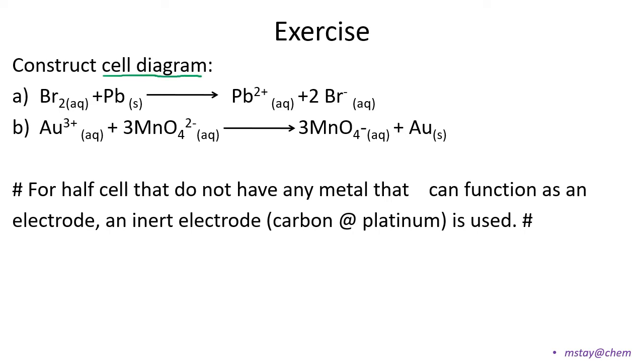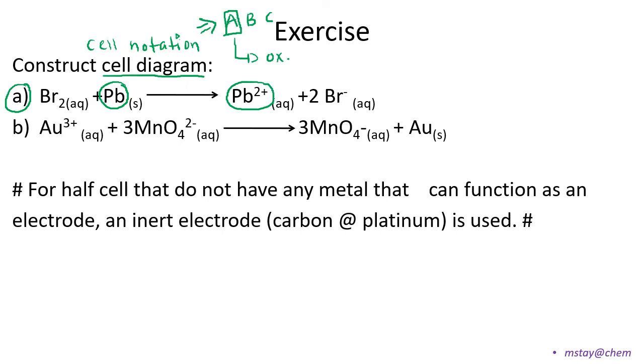Construct the cell diagram. Another term for cell diagram is cell notation. As we mentioned in the previous slide, cell notation is as simple as ABC, where A represents the anode, which will undergo oxidation. So based on the overall equation given in part A, we need to identify the species that undergo oxidation. In this case, we notice it is Pb to Pb2+. So let's start writing the cell notation.